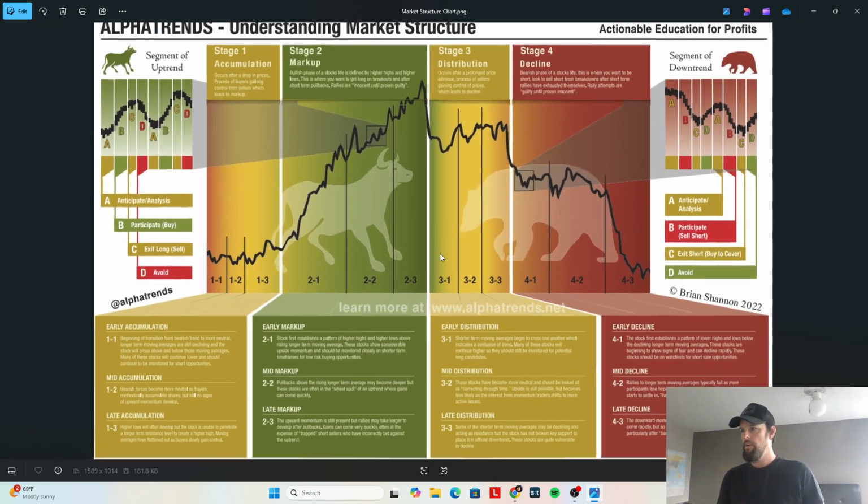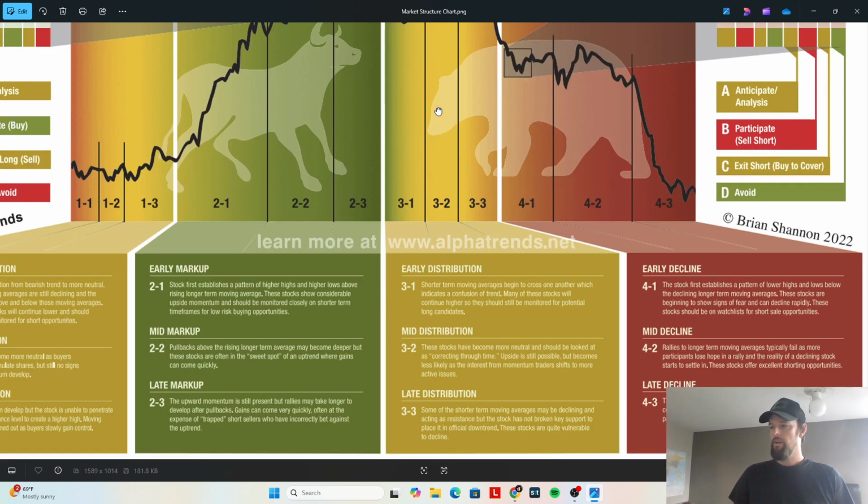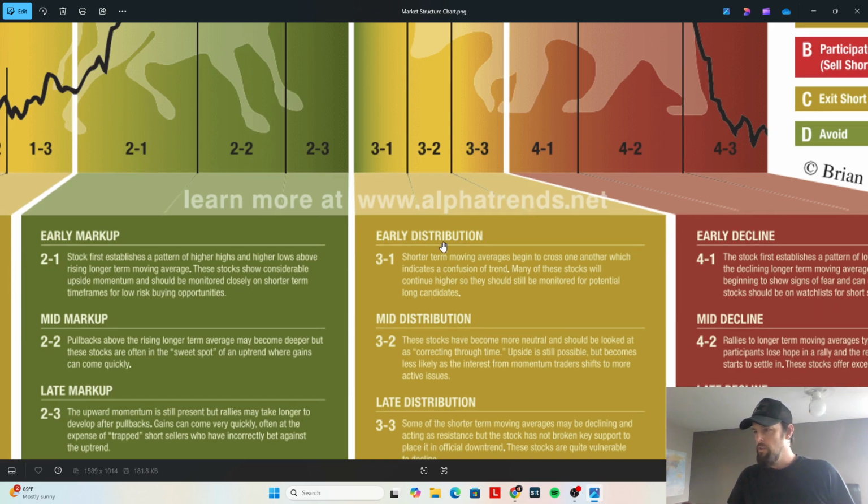Let's read into that. Distribution occurs after a prolonged price advance, a process of sellers starting to gain control of prices, which leads to a decline. So this is the prelude before the drop. Okay, if we dig into that a little deeper, early distribution, shorter term moving averages begin to cross one another, indicating a confusion of trend.